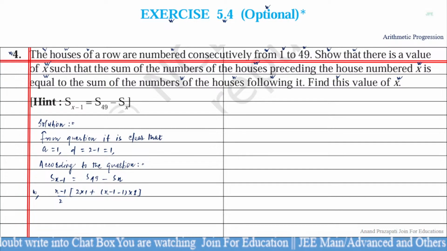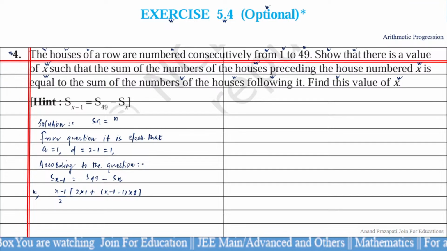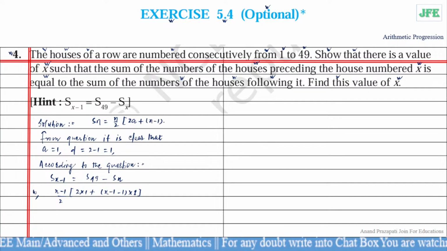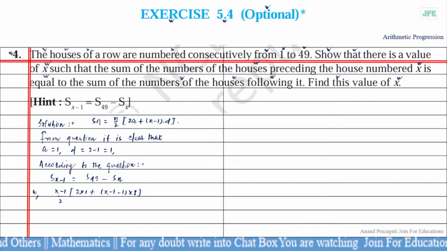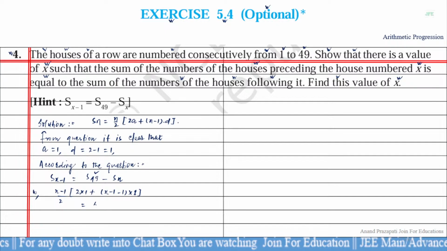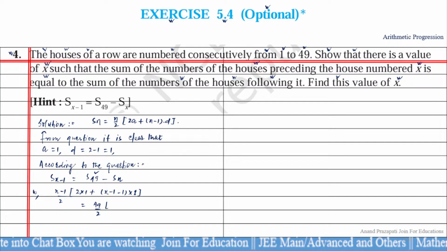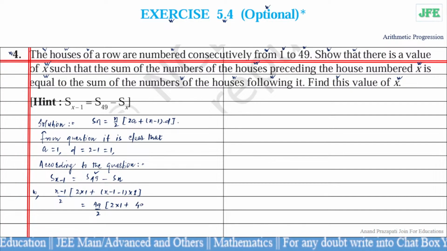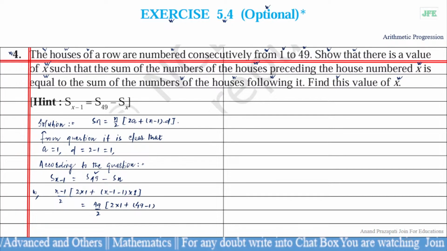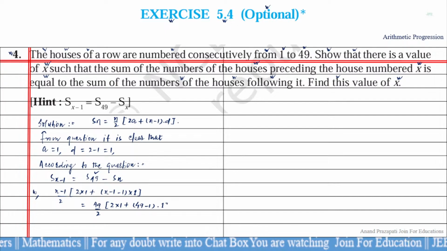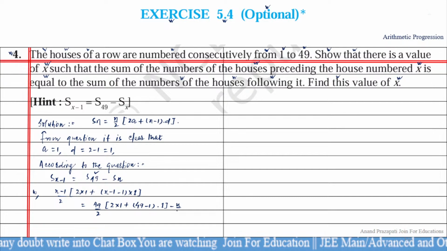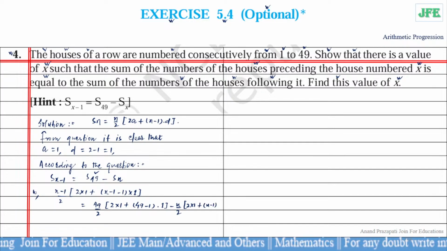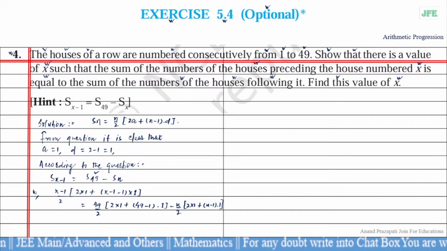According to the formula, Sn equal to n by 2 into 2a plus n minus 1 into d equal to, we write down here for this one 49 by 2, and we write down here 2 into 1 plus 49 minus 1 into d equal to 1 minus, we write down here x by 2 and 2 into 1 plus x minus 1 into 1. After there is no problem to understand up to this step.